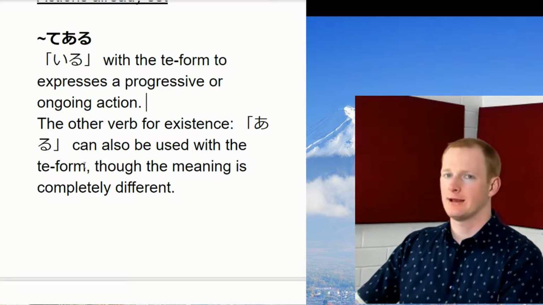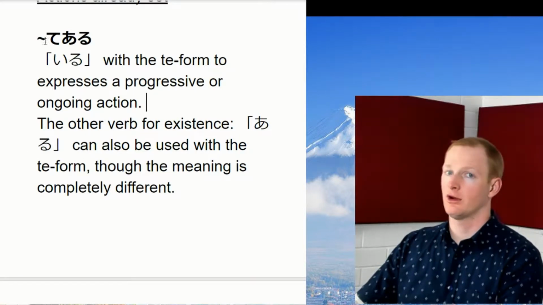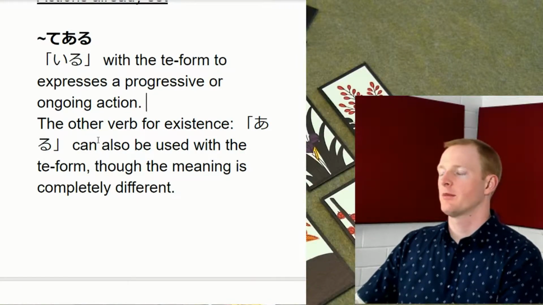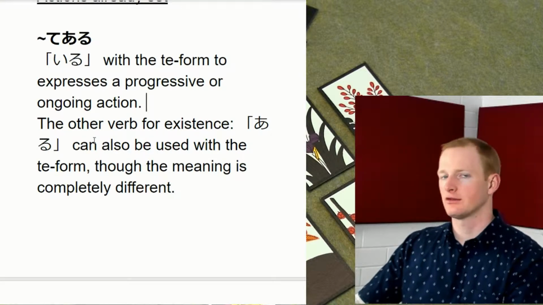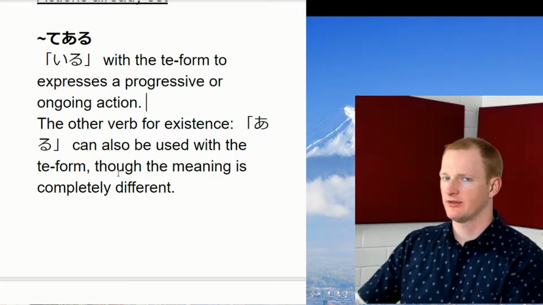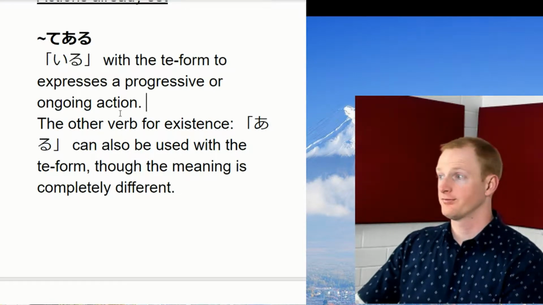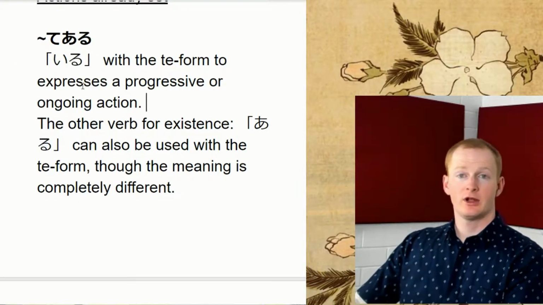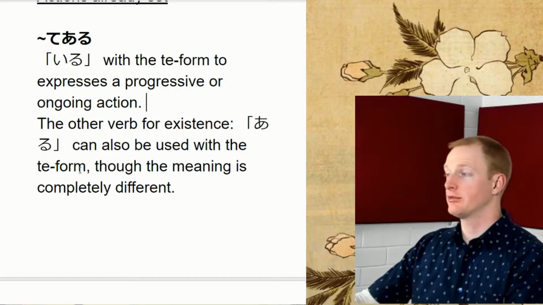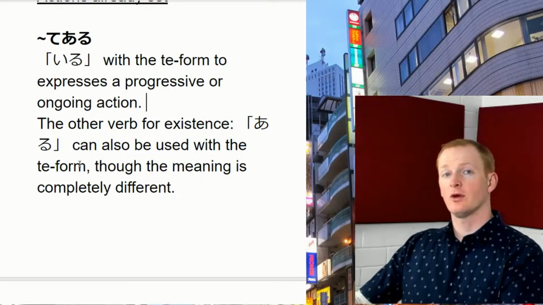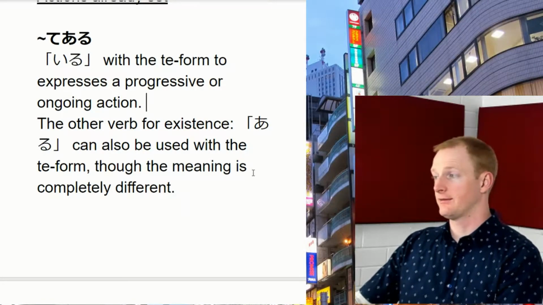Okay, so all animals, obviously including humans, we're all animate objects, but that doesn't include things like trees, right? Trees can't really move by themselves, so they get talked about using aru. Okay, but anyway, we're kind of already used to this iru making our progressive form, but now we're going to swap in aru and see the difference that it makes.